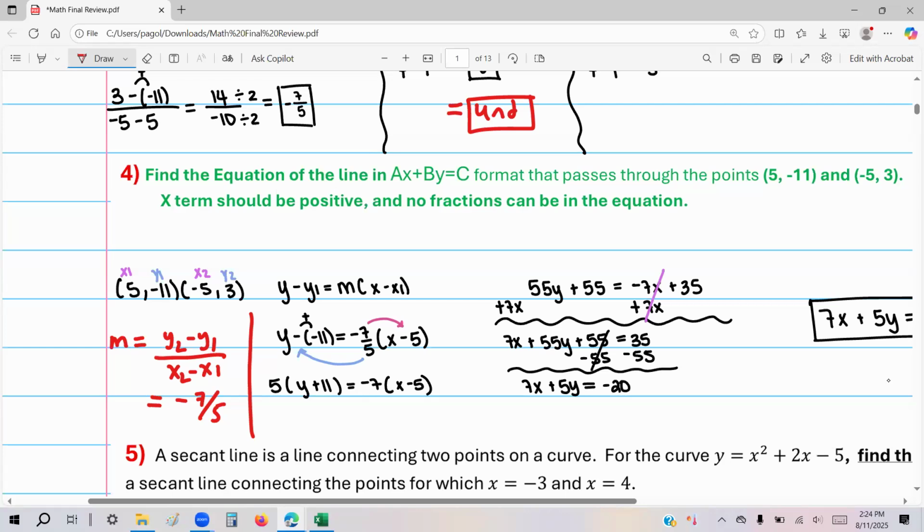Oh, distribution. Distribute. So first step, find the slope. You need the slope formula. Once you have the slope, now you're going to put x1, y1, and the slope in this equation. So y1 is negative 11, x1 is 5, and the slope is negative 7/5. So negative turns to positive. Oh, what she did, she also multiplied both sides by 5. So let me do it in 2 steps instead of 1 step.